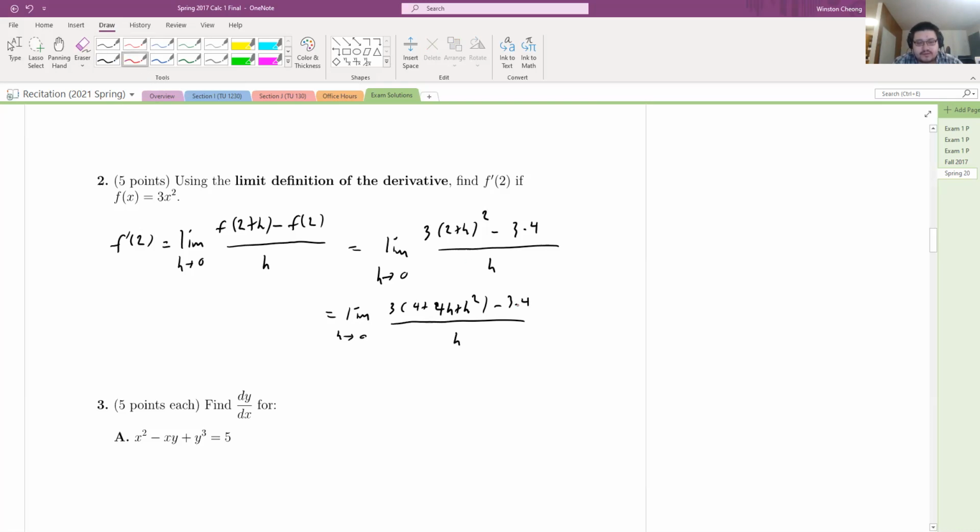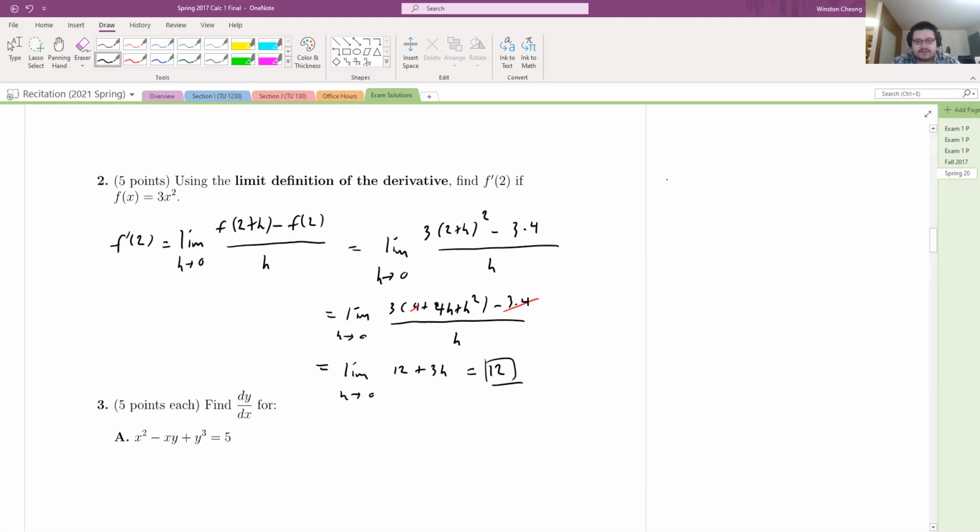And you see that there's the cancellation that you would normally expect. And also the remaining terms you can divide by h, so that'll simplify even further. 3 times 4 will be 12h, but then divide by h, so just 12. And then 3h squared divided by h is going to be 3h. Then we can take the limit, and so that's going to give us 12. And that should be the answer that we would expect.